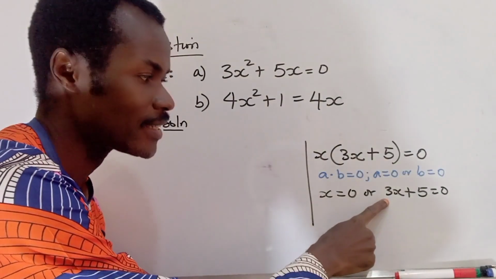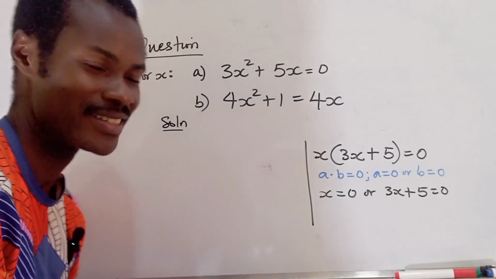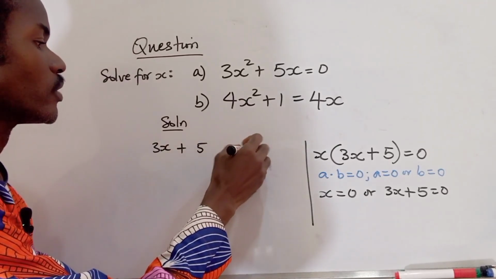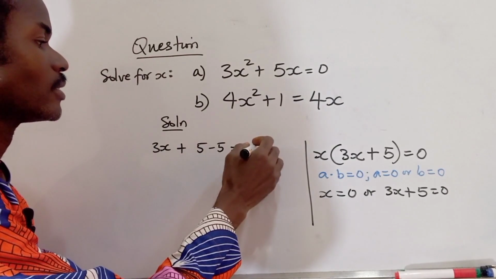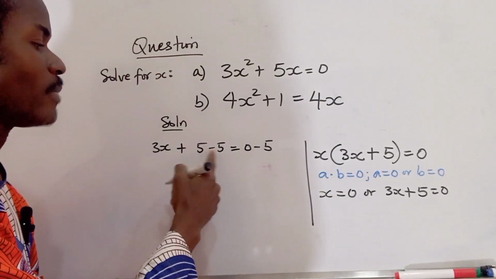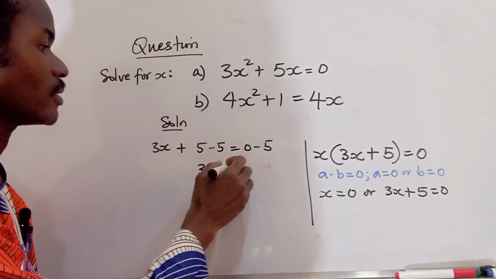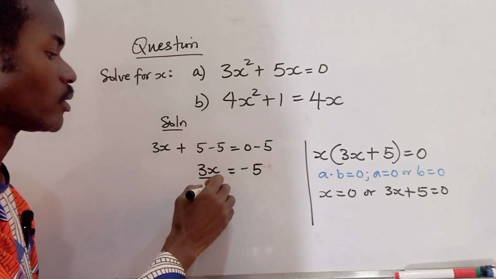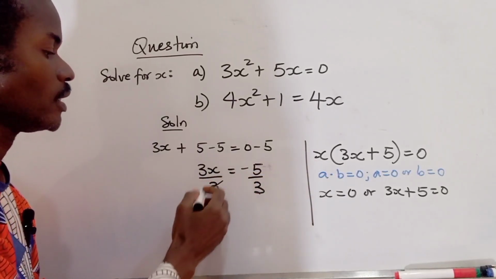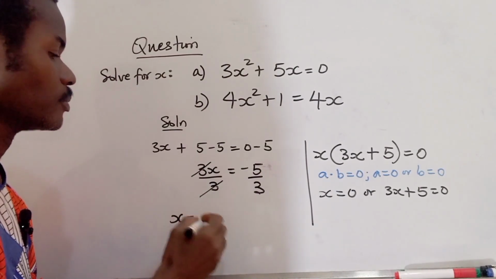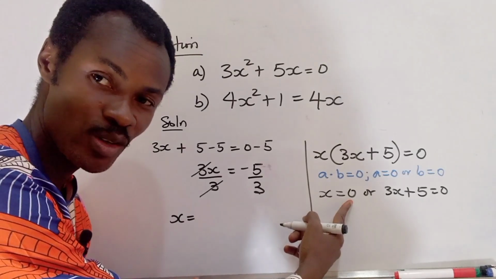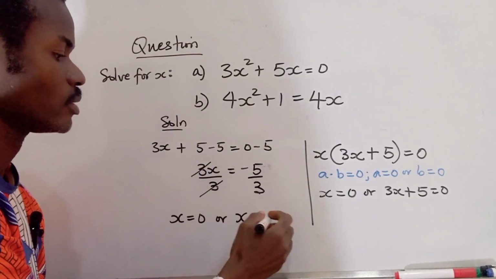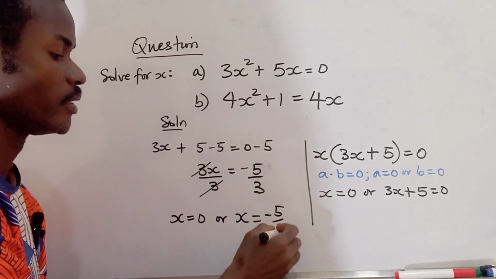So let's solve 3x plus 5 is equal to 0 for x. We have 3x plus 5 equals 0. I'm going to subtract 5 here and also subtract 5 here. So plus 5 minus 5 is 0, so we're left with 3x, which is equal to 0 minus 5, which is still minus 5. Now I'm going to divide this by 3, divide this by 3. This will cancel out this. So our first value of x, which is also a solution, is equal to 0. And the second value of x is minus 5 over 3.